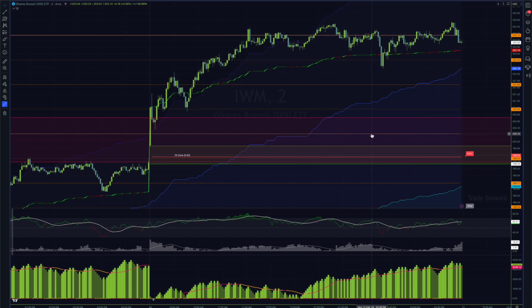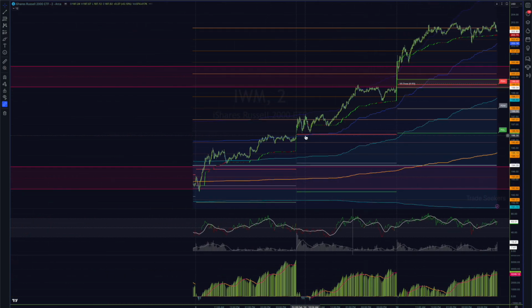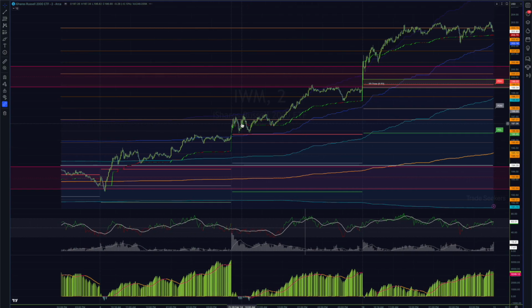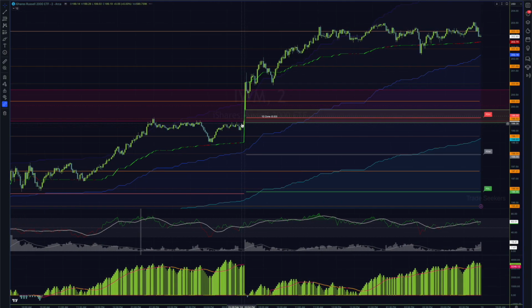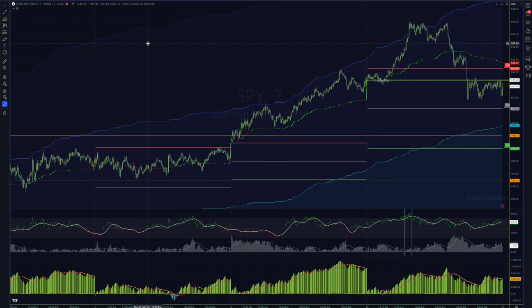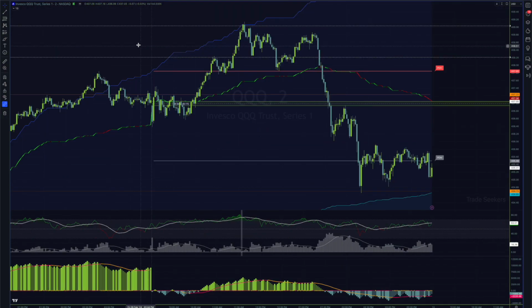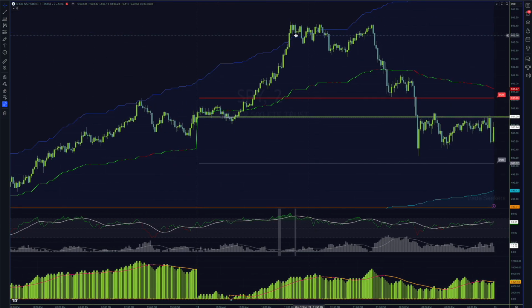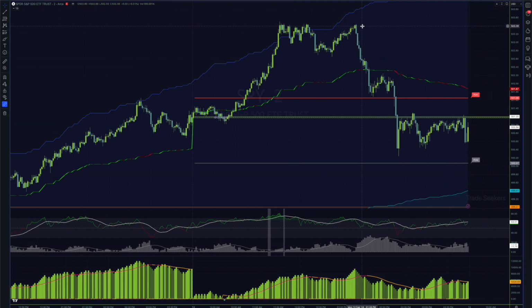Russell was really not feeling it. One of these days last week, I can't remember which one it was now, it was a pretty rough time for the Russell. But I think tech for the most part was the main cause of this. You can tell by the fact that they made a high and then a lower high here. And if you look, SPY made the same high. So that's one indication for me.